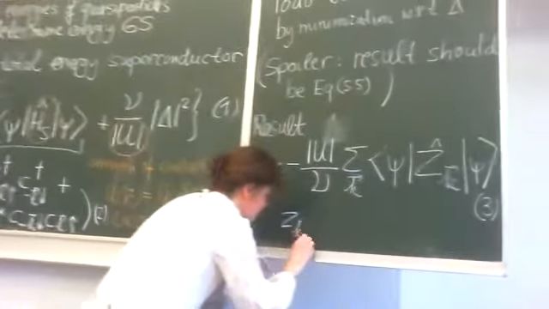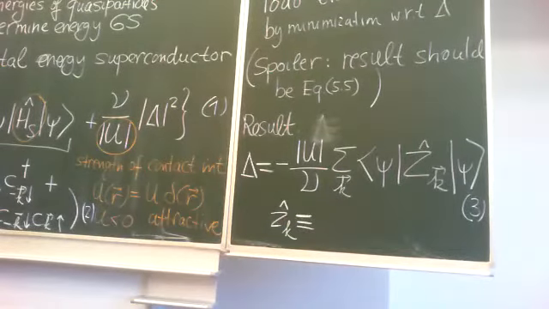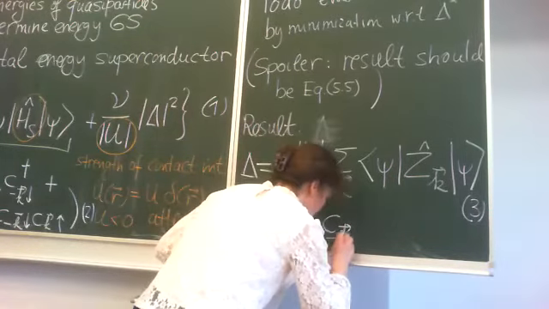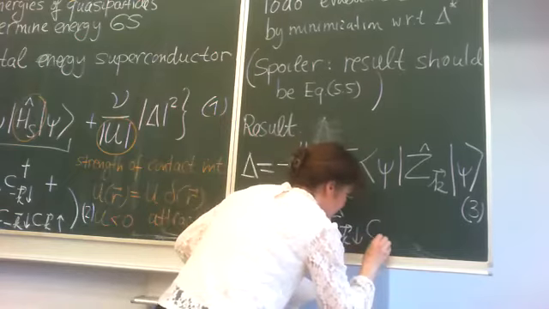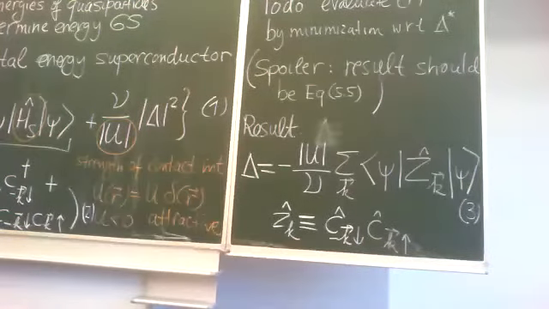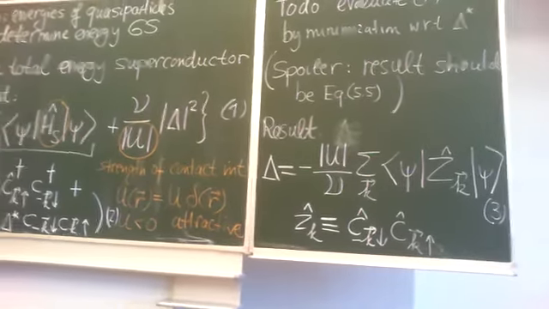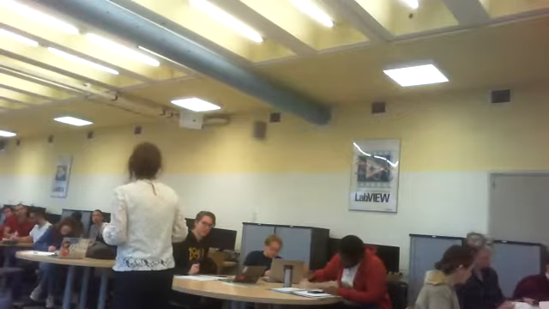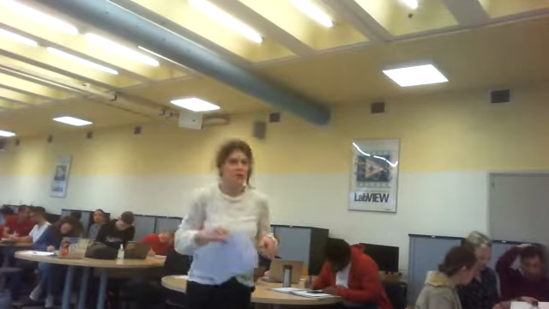Let me just write it. The Z operator, the definition, the pairing operator. Well, that's not an official name, but okay. It's the product of C, K, minus K, spin down, and C, K, spin up. So it annihilates two electrons, one with momentum K and spin up, and one with momentum minus K and spin down. Because those two are the ones that pair up.